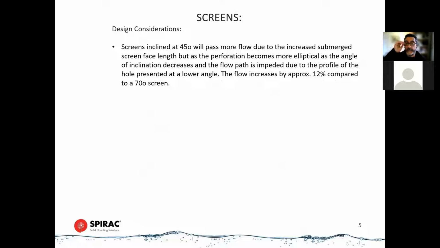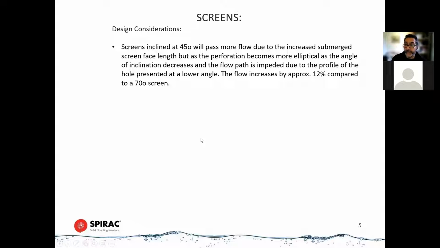The screen inclined at 45 degrees will pass more flow due to its increased submerged screen face length. But as you can imagine, with a screen that's at 70 or 75 degrees, the perforations in the panel are more or less circular when presented to the flow. As you decrease the angle of the screen, the appearance of that perforation goes from a circle to an ellipse, effectively. So that will impede the flow somewhat, but generally speaking, you get about a 12% increase in the flow compared to a 70-degree screen.